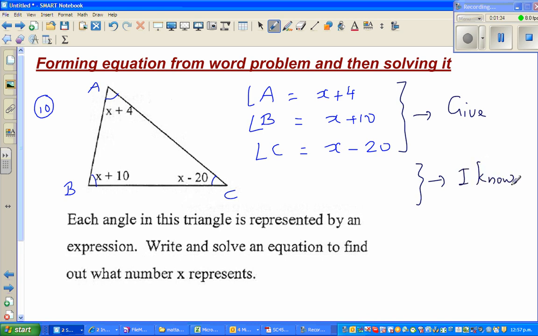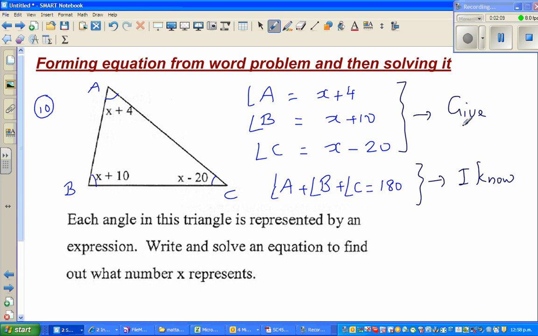This is a technique I'm trying to teach you, so follow these steps. In any problem, simple or complicated, if you go through these steps, you'll surely get the answer. So what do I know about the three angles? If you add the three angles, that will be equal to how many degrees? I know angle A plus angle B plus angle C is 180 degrees.